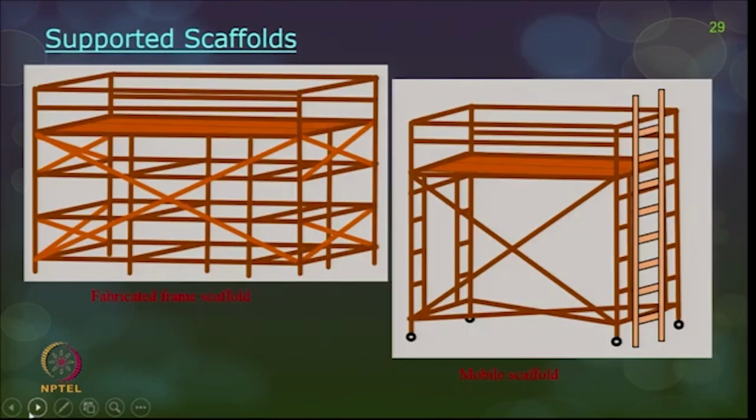Now, supported scaffolds: there are so many types available. Number 1 is fabricated frames, which we also call pole scaffolds, and again there are many types available there. The other one is mobile scaffold, which can be moved from one place to another along with the guardrails, the platform deck and the access to the scaffold.